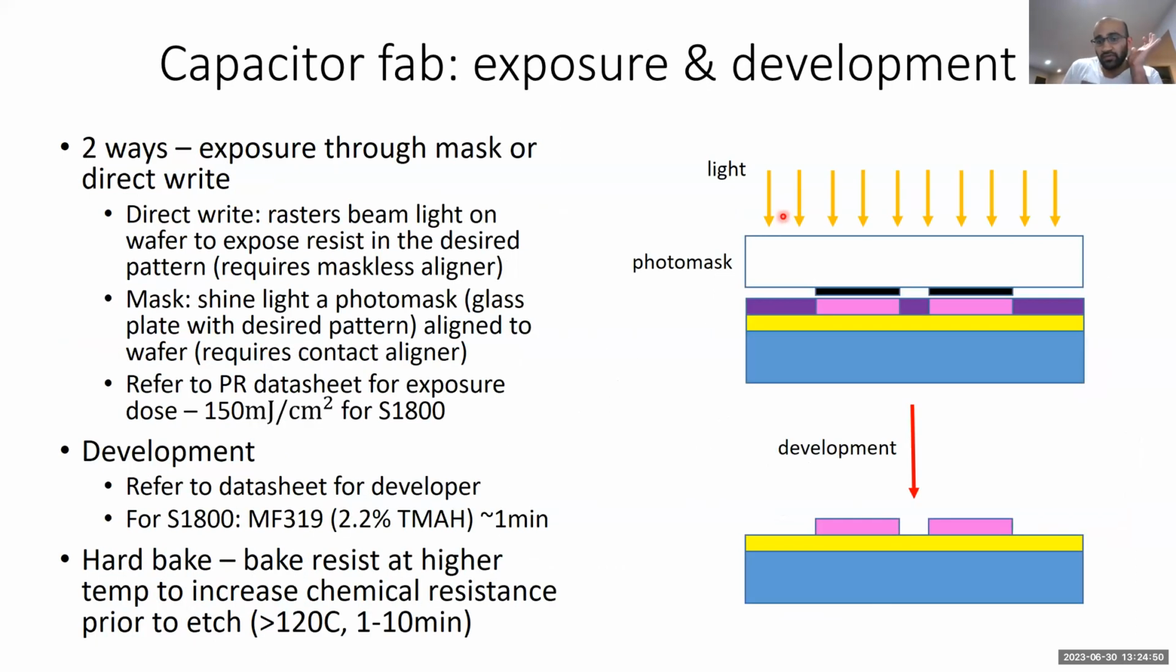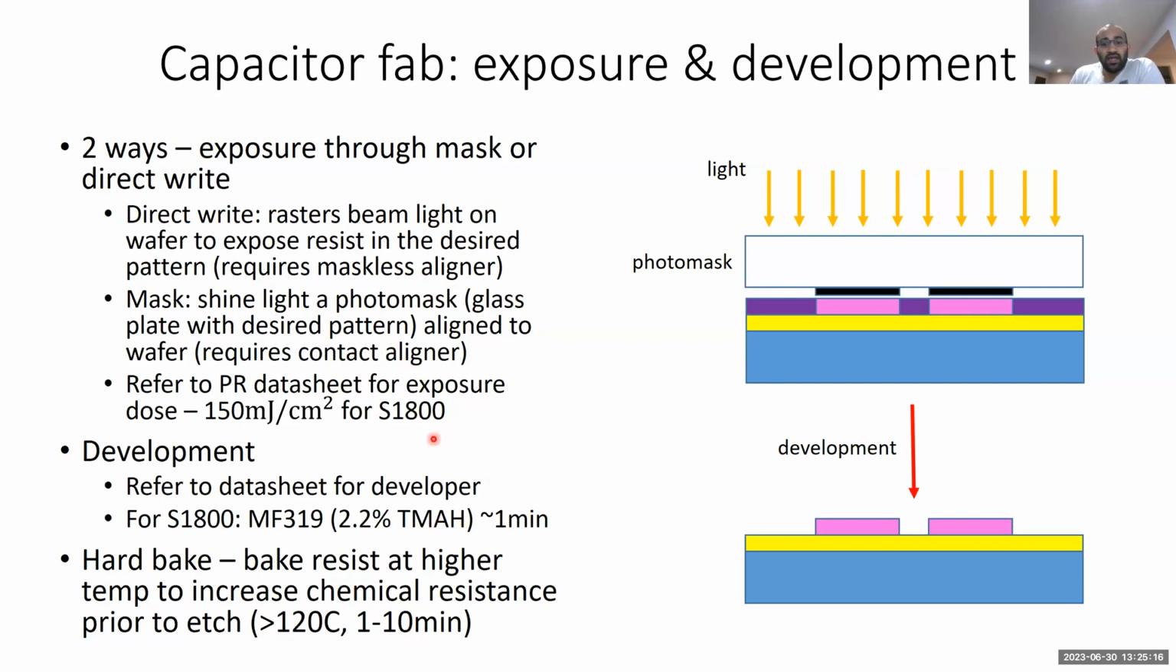So now that we've coated our wafer with resist, we can now expose our pattern, and this can be done in 2 ways, depending on the equipment that you have. You can either do a direct write using a maskless liner, where the machine will basically shine a beam of UV light onto your wafer and trace around your desired pattern in order to selectively expose those regions.